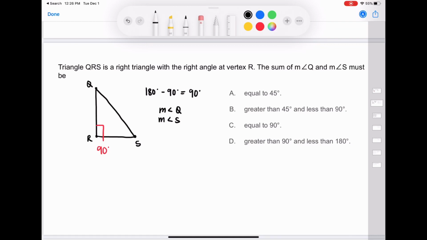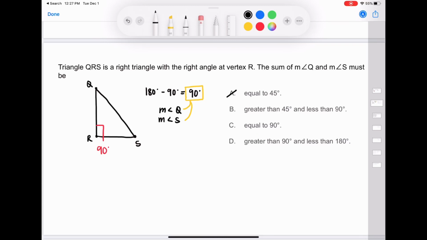Okay, well, let's look at the answer choices. The sum of angle Q and angle S must be 45 degrees. Well, no, the sum of angle Q and angle S must be 90 degrees, not 45 degrees. Right? We have 90 degrees to distribute between Q and S. So whenever we add Q and S, we must get 90 degrees because we're missing 90 degrees. So the sum isn't going to be equal to 45 degrees, it's going to be equal to 90 degrees.